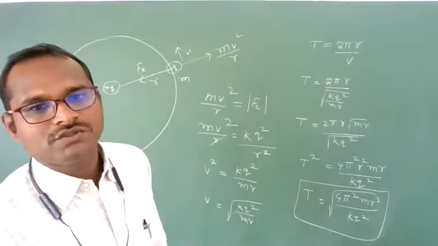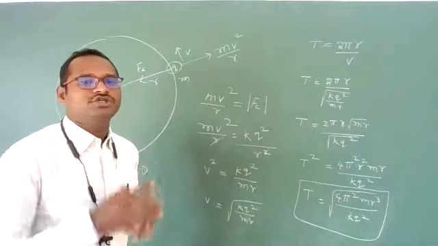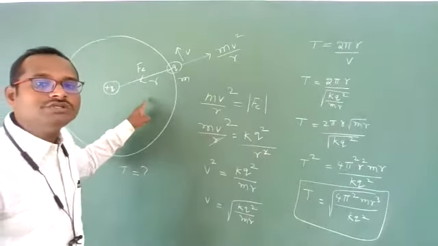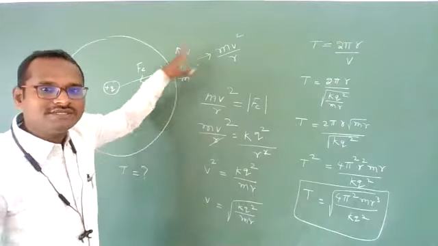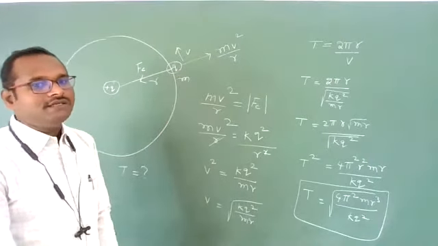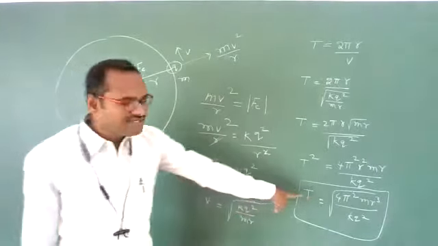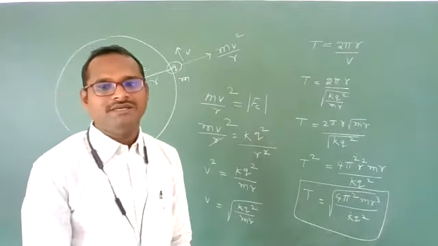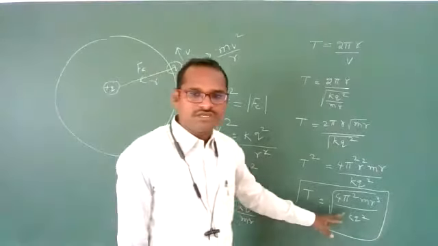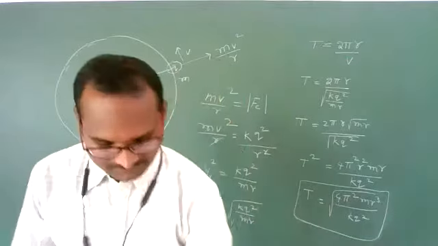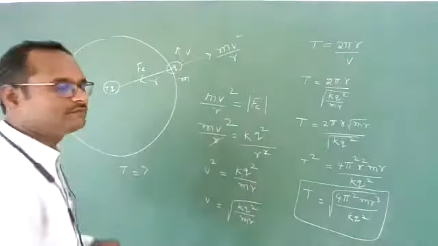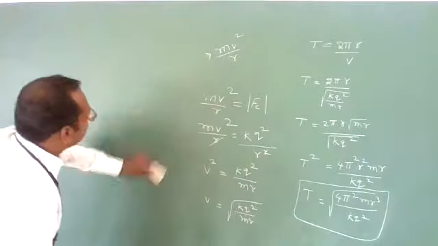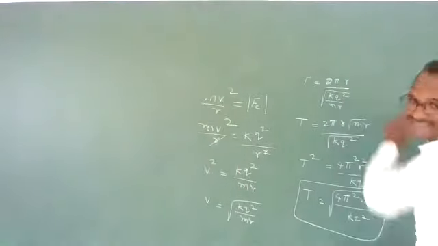Any doubt in this? So when a negatively charged particle having mass m is moving around a positive charge in a circular path with a constant velocity, then what will be its time period? Its time period is under root of 4 pi square mr cube divided by kq square. This kq square is also inside this root. Clear? Yes. So with this, all the concepts of problems related to Coulomb's law we have discussed.